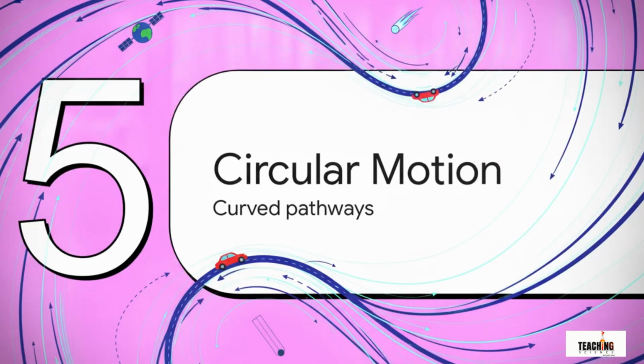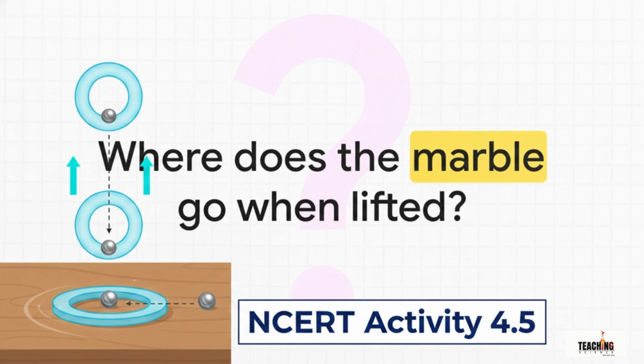Part 5. Uniform circular motion. Let's shift gears to our final core concept. So far, we've only talked about motion in a straight line. But what happens in the special case where motion doesn't happen in a straight line at all? To figure this out, let's look at a classic NCERT activity. Imagine you place an adhesive tape ring completely flat on a table, and you spin a marble so it just continuously runs along the inside boundary of that ring.